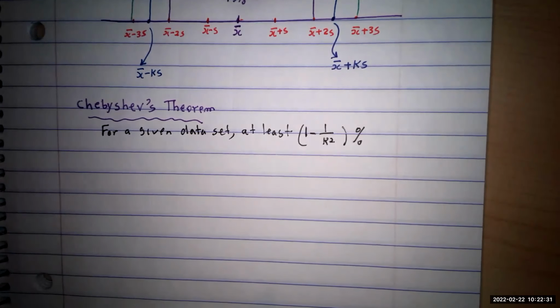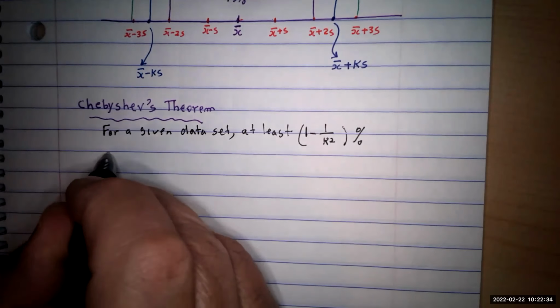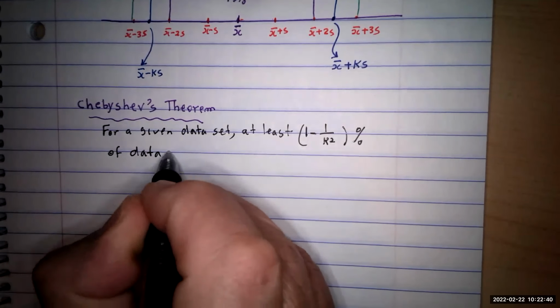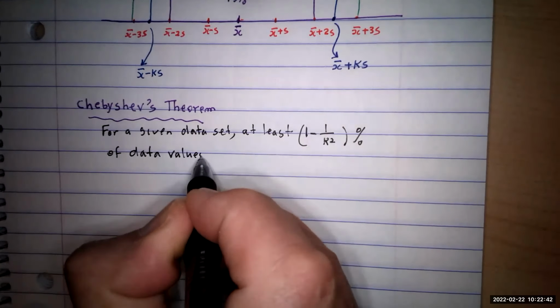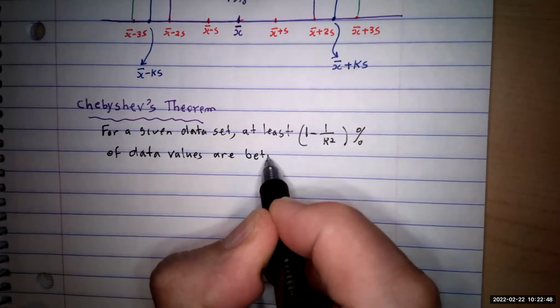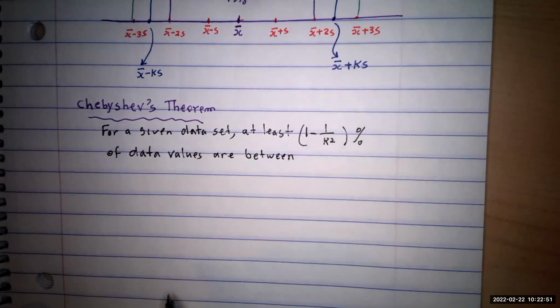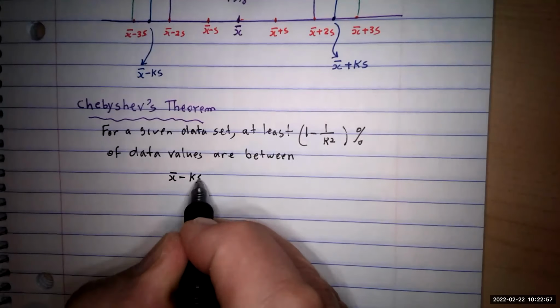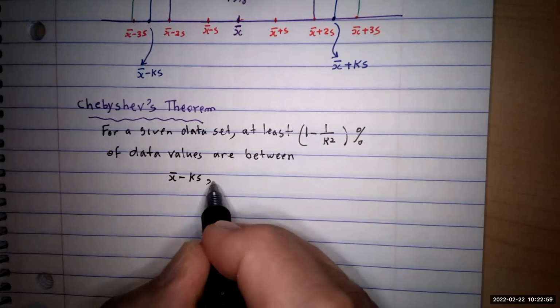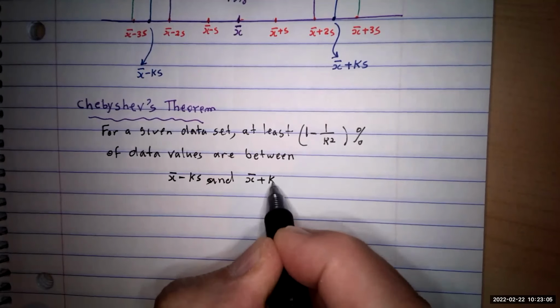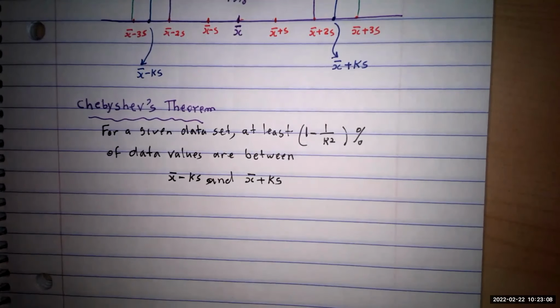Okay, 1 minus 1 over k squared percent of all the data values must be in the following range: within k standard deviations from the center, meaning between x bar minus k times s, and x bar plus k times s. So there's going to be an interval that you can find easily, because the s and the x bar are all available.